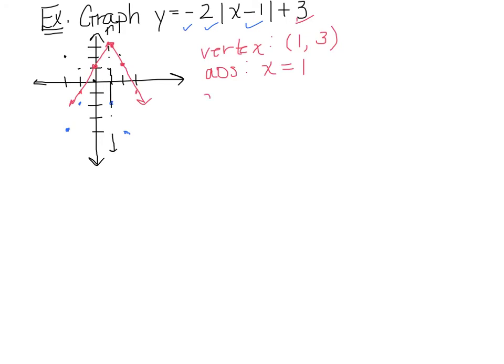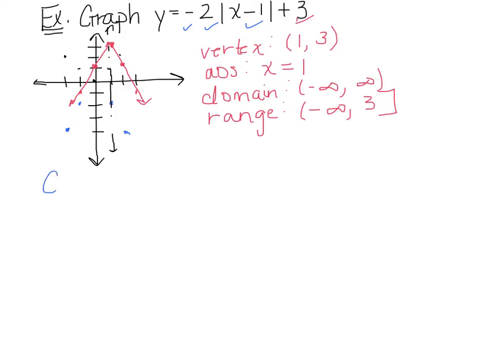And then domain didn't change. And then my range. Be careful because it's facing down, so you got to start at negative infinity and go to your highest y value, which is 3, and it's a bracket because it is included. Okay, so now you try this guided problem. I want you to graph this one and try to do the characteristics, and then we'll go over it.